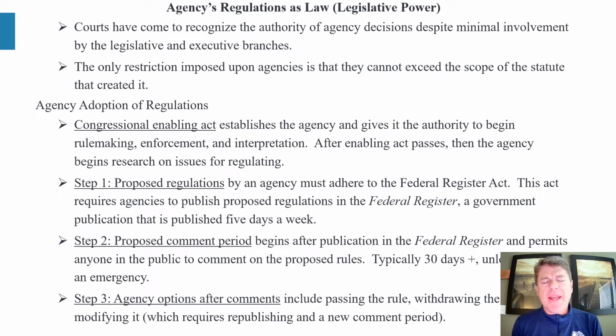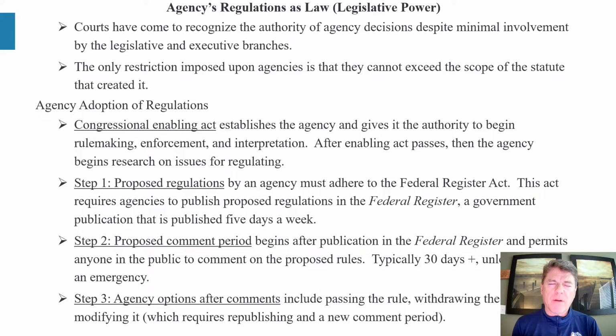So when we talk about agency regulations as law, this is how an agency can act as a lawmaking body. First, there has to be some sort of enabling act that creates the agency. So we're going to create the Environmental Protection Agency. We're going to create the Department of Homeland Security. We're going to create the Securities and Exchange Commission, whatever it is. And so at that point, an agency is created.